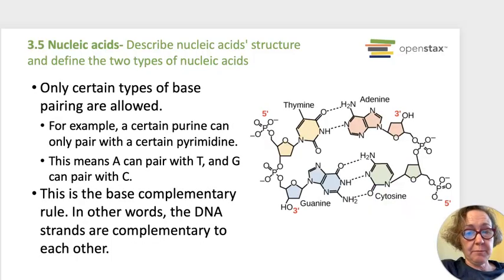Only certain types of base pairing are allowed. You have to have a purine pairing with a pyrimidine or it wouldn't work, right? Thymine has to go with adenine. And this is what this linkage is right here, okay? This is what we're going to pull apart when we go to replicate the DNA. So A has to pair with T, C has to pair with G, and this is called base complementarity, right? Chargaff's rule, base complementarity, whatever you want to call it to help you remember. A goes with T, C goes with G.